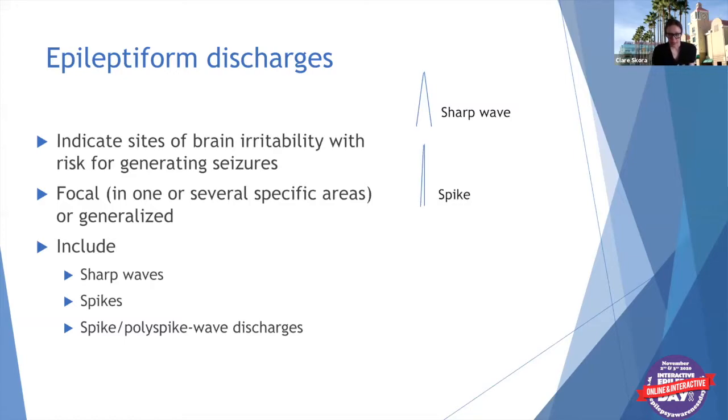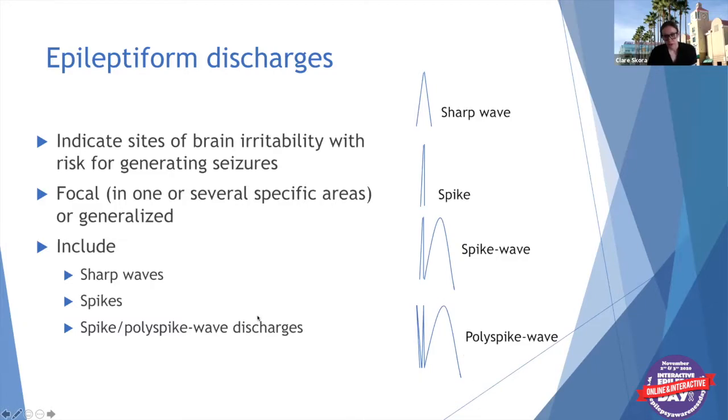Spikes are like sharp waves, but they're a little bit skinnier. That is, they last a little bit shorter. And then spike waves are abnormal. You'll have a spike followed by a slow wave. This is kind of what you'll see. And a polyspike wave is where you'll have a few of these spikes followed by a slow wave.